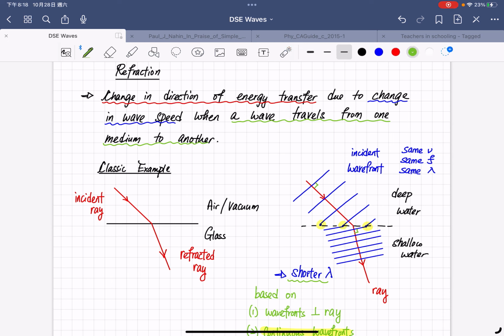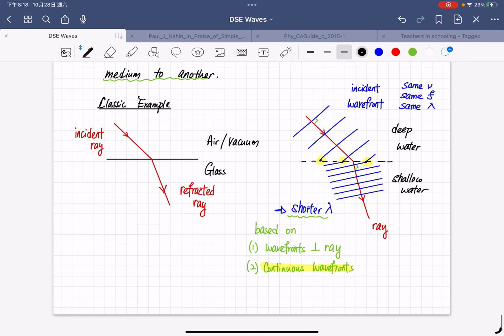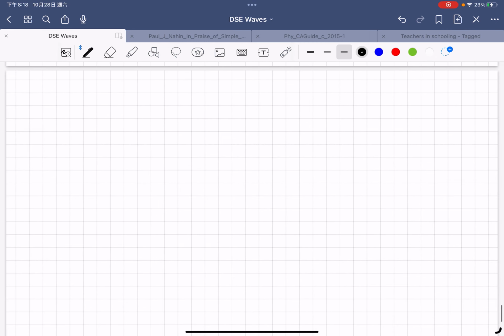Now we have to understand why a change in wave speed leads to a change in direction.